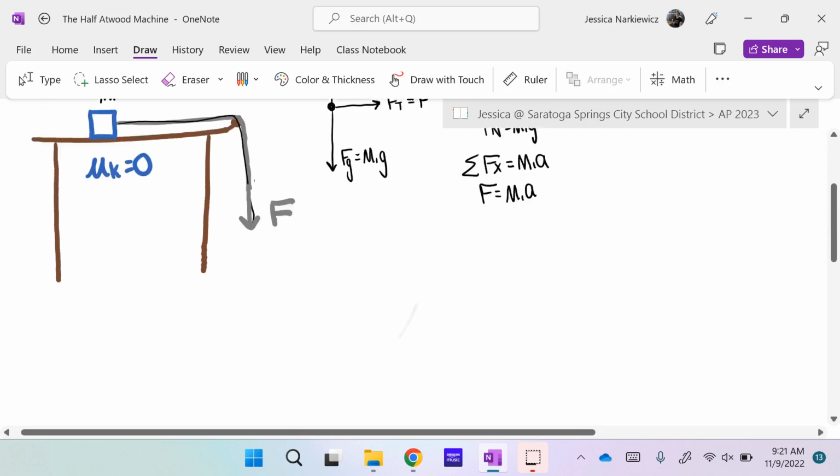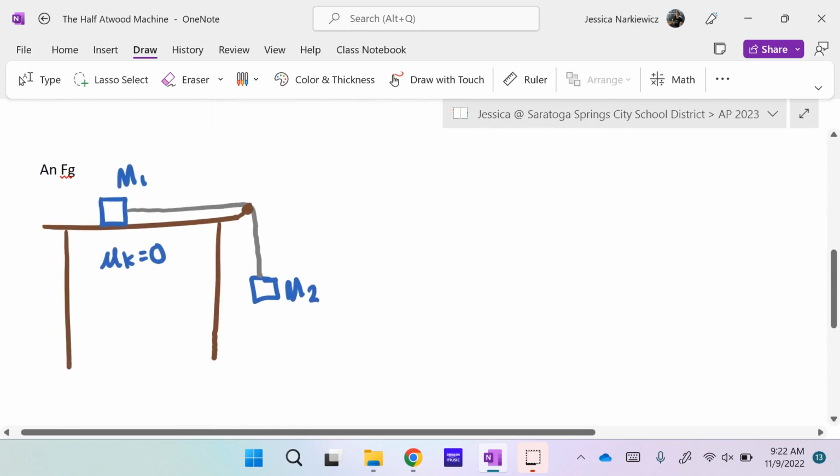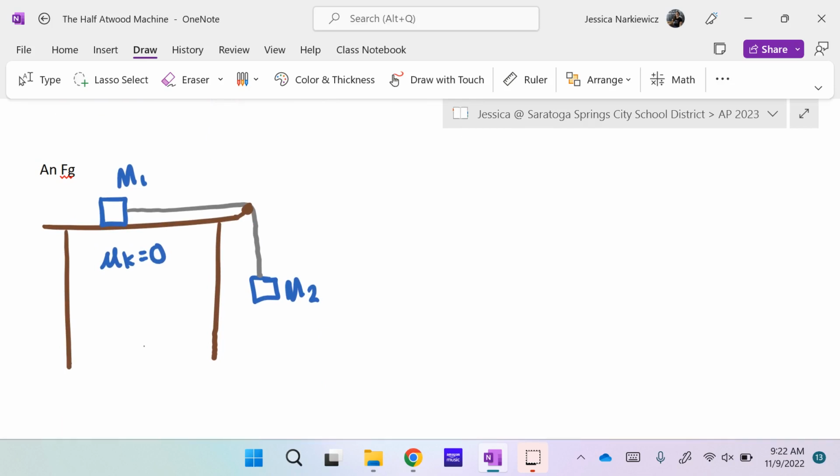Where things can get a little bit trickier is when the accelerating force comes not from an applied force, but from a hanging mass. So now I have two objects in my system, and I have a couple of different options for how I want to define my system. I could think of M1 and M2 individually, or I could think of the M1 plus M2 system. On M1, I'm going to have a force of gravity and a normal force, and then I have that tension force. And this mu k equals 0 just means it's a frictionless surface.